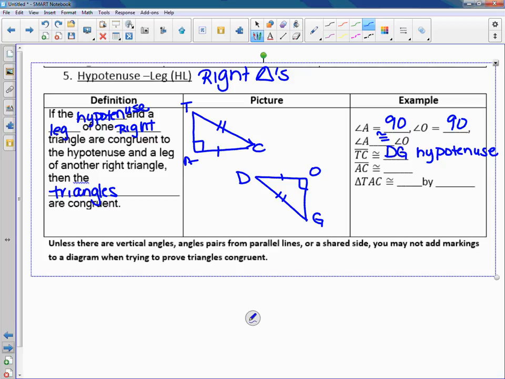AC is congruent to DO. So therefore, TAC is congruent to GOD by hypotenuse leg. Okay? Now, there are some other markings unless there are vertical angles, angle pairs from parallel lines, or shared side. You may not mark any other markings on the diagram so that you can prove the triangles are congruent.